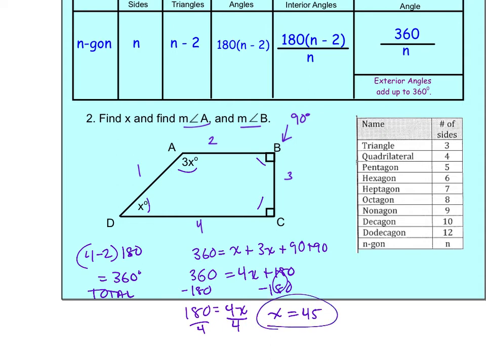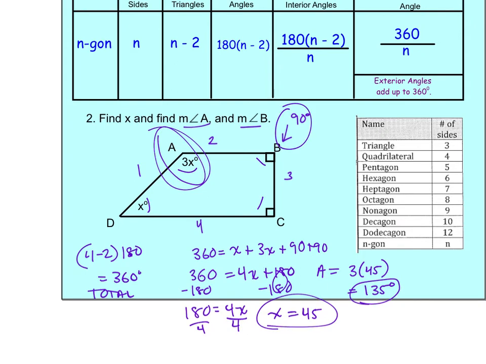Now that doesn't answer the question, but that tells me what x is. They want to know what A is. A is going to be 3 times 45. So angle A is going to be equal to 135. And we already figured out that B was 90, and we're done.